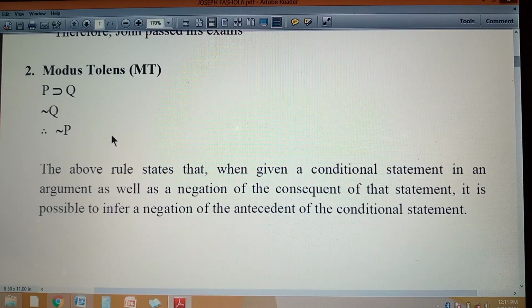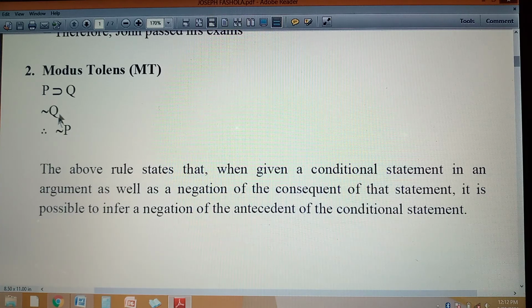And then we have modus tollens, MT. Here, we're also saying that if you have an argument where the first premise is a conditional statement, and then you have, as a second premise, a negation of the consequent, then you can infer on your own a conclusion that is a negation of the antecedent. So P conditional Q, negation Q, therefore negation P.